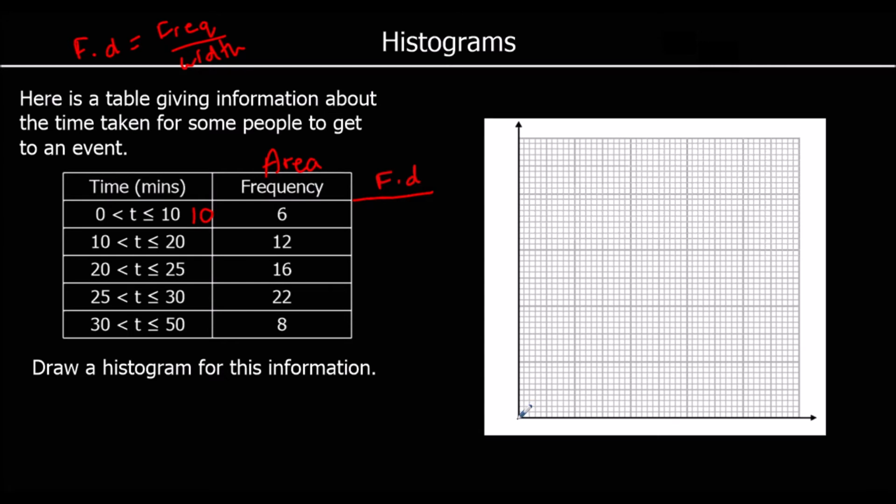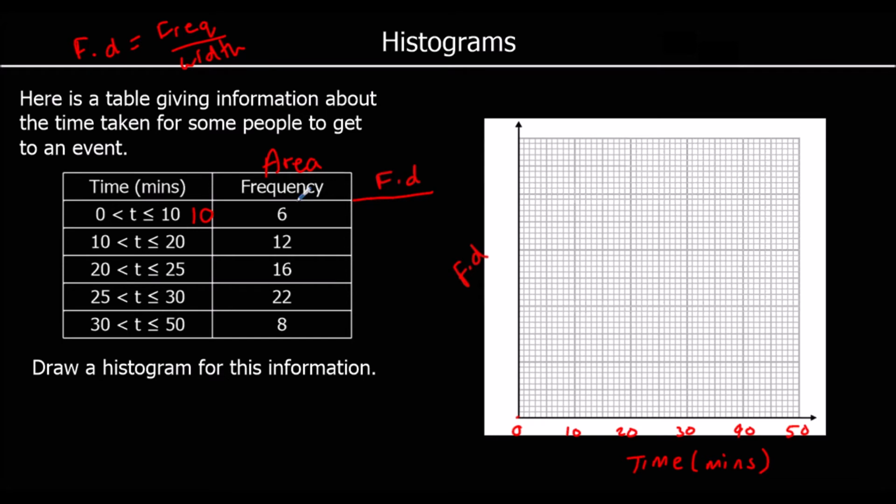So we're going to have 0, 10, 20, 30, 40, 50. And that will be our time in minutes. And then we're going to have frequency density. And we don't know the scale yet, so we're going to leave that for now.